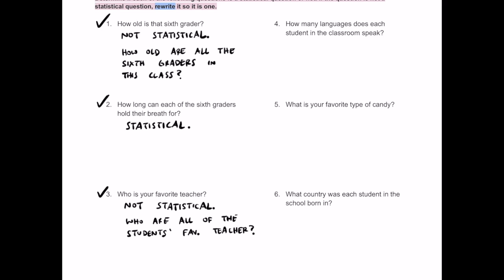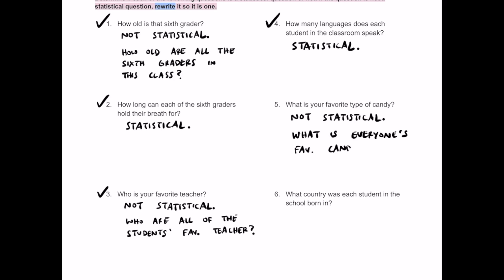Okay. Number 4, how many languages does each student in the classroom speak? If we're asking each student in the classroom, then yeah, that's statistical. Always have trouble spelling that. So that one's good to go. Nothing to change there. Number 5, what is your favorite type of candy? Again, you could assume this either way, but just to be safe, we can say this is not statistical. We can say, what is everyone's favorite candy? So as long as we're asking a bunch of people, good to go. That would be a statistical question, just to clarify it.